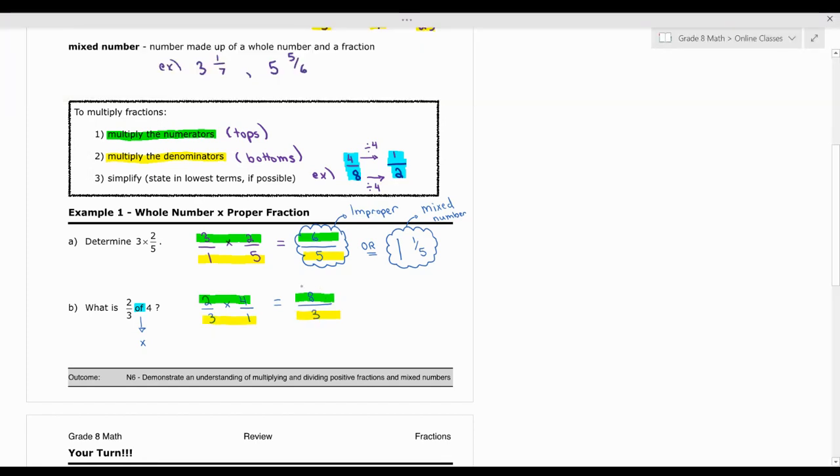Okay, double check, could you simplify this down? This would be the improper fraction version. Or again, you could think about 3 will go into 8 2 times, right? So 3 times 2 is 6. So then you're left with 2 more. So that would be the same thing as saying you have 2 and 2/3.